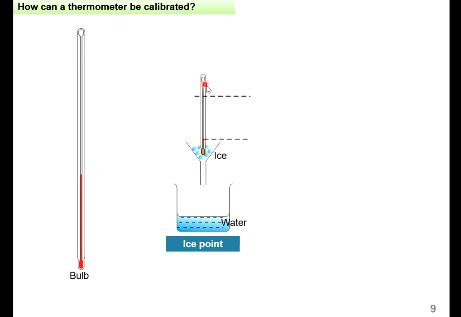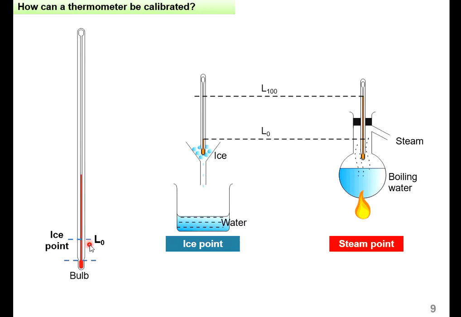We put the thermometer submerged into the ice, and we find that at the ice point, the mercury will rise until this particular point. So from this dotted line here, which is above the bulb, until this ice point, this is the length L0. Remember, it is measured from above the bulb up to this position where the temperature of ice is measured.